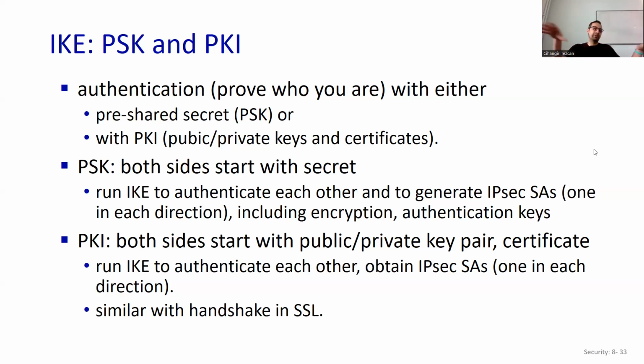So instead of manually putting secret keys everywhere, you can agree on a pre-shared secret and then use it to generate new keys and so on. Or you can simply use your public key infrastructure where everybody has public and private keys, and use those to perform key exchange. For the shared secret, both sides start with a secret, run IKE to authenticate each other and to generate IPsec SAs, one in each direction, including encryption and authentication keys. For the PKI, both sides start with a public-private key pair and certificate, run IKE to authenticate each other, and obtain IPsec SAs, one in each direction, similar to the handshaking in SSL/TLS.